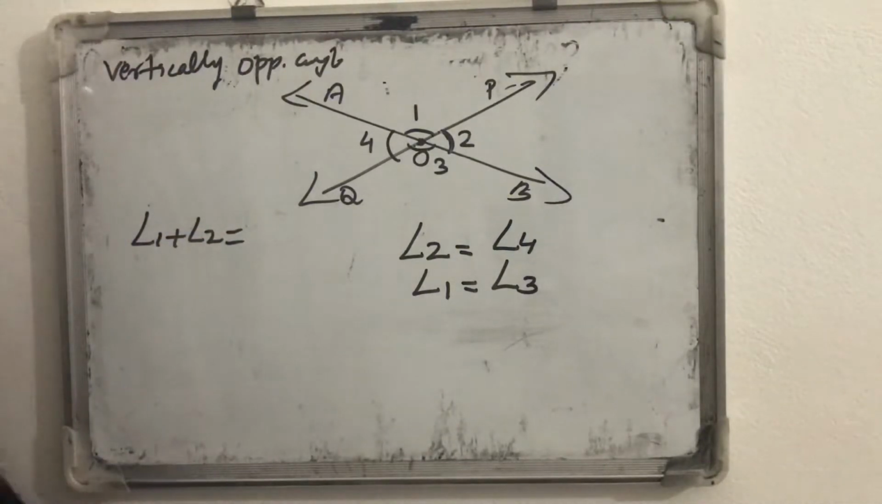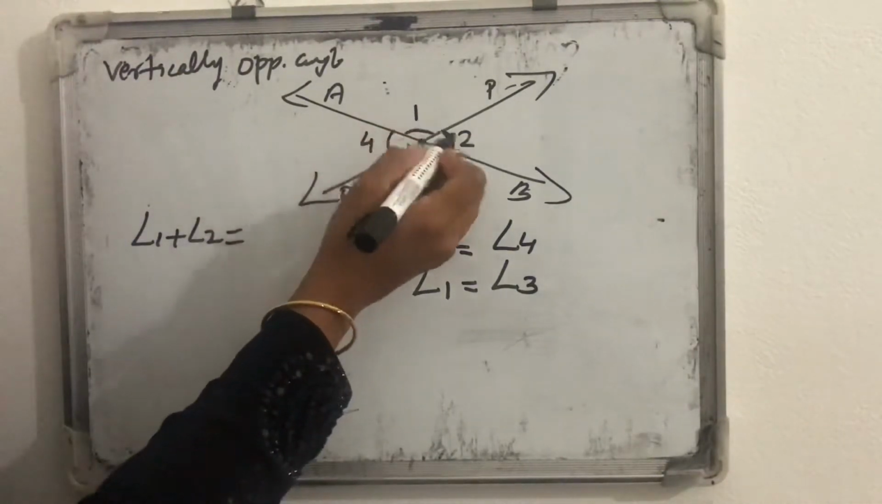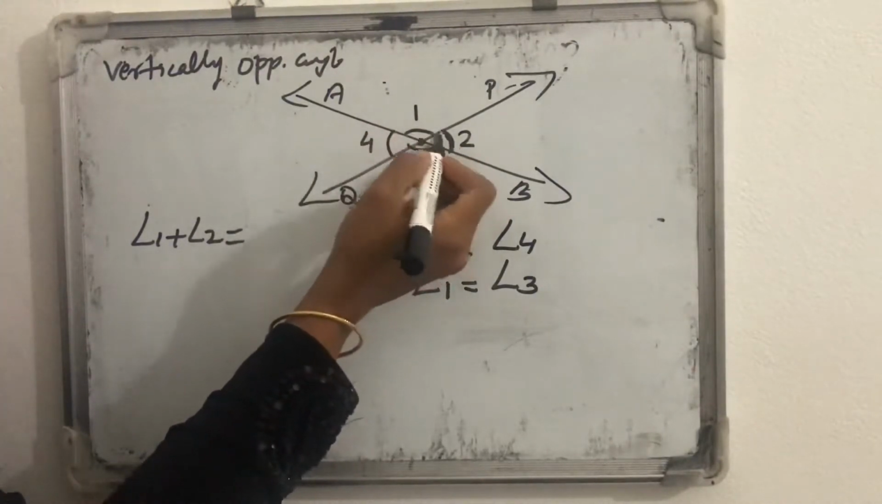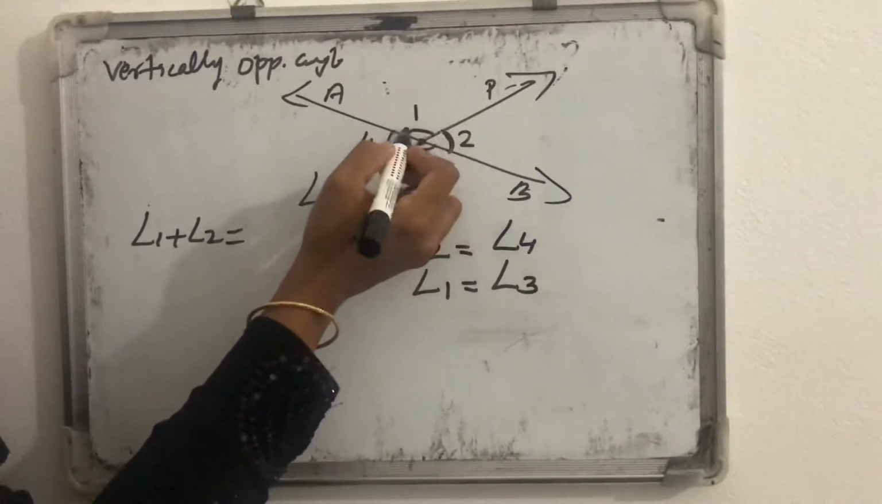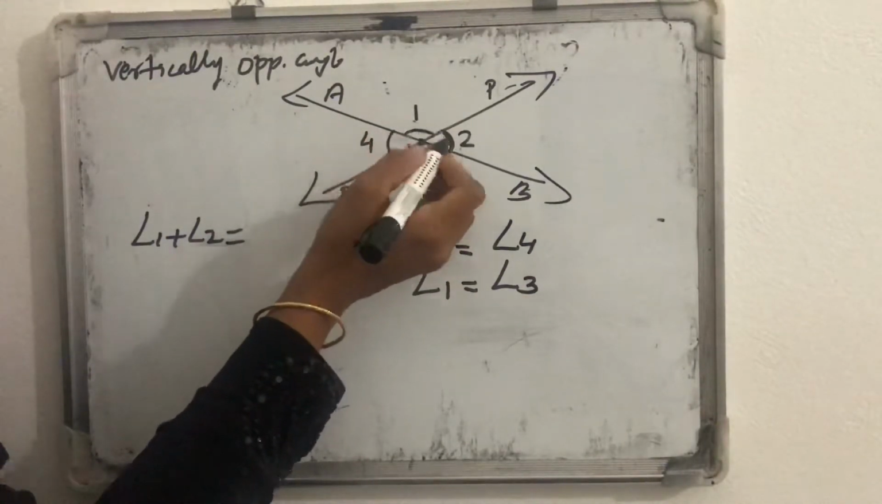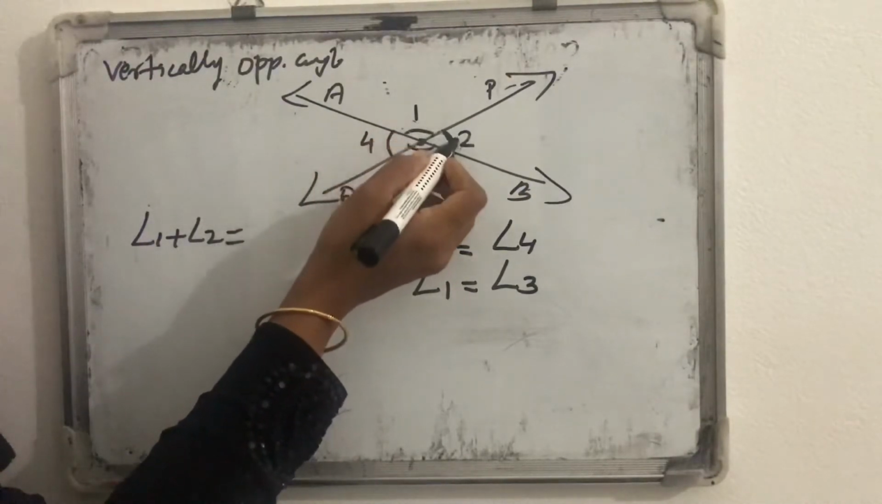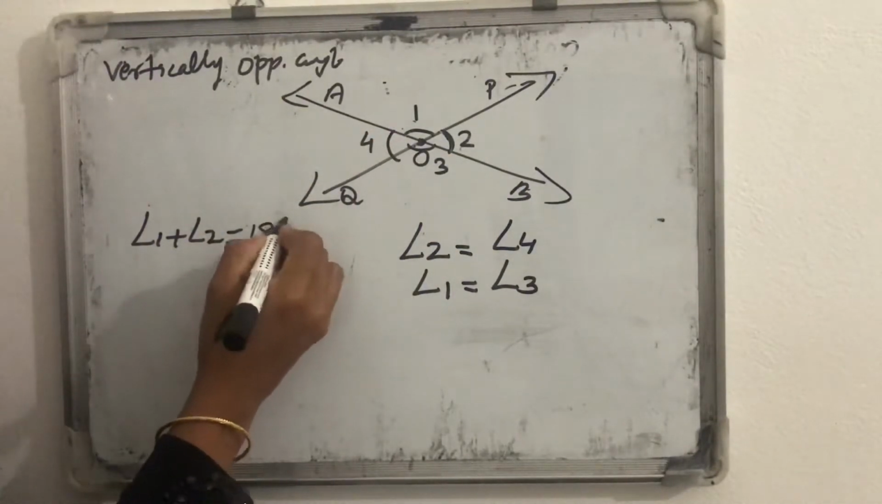What is the sum of that? These two angles' sum we know. This is 180 degrees. Why? They are linear pairs. Angle 1 and angle 2 are linear pairs. So we can say the sum of angle 1 and angle 2 is equal to 180 degrees.